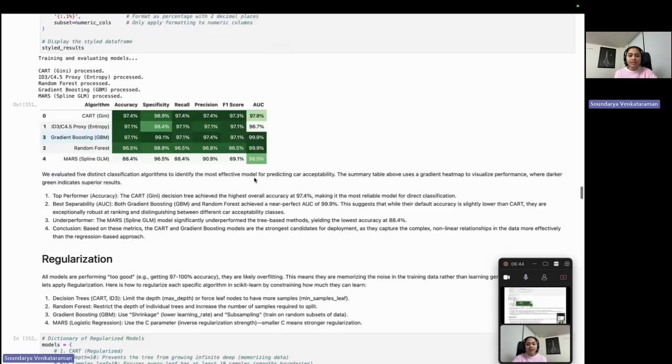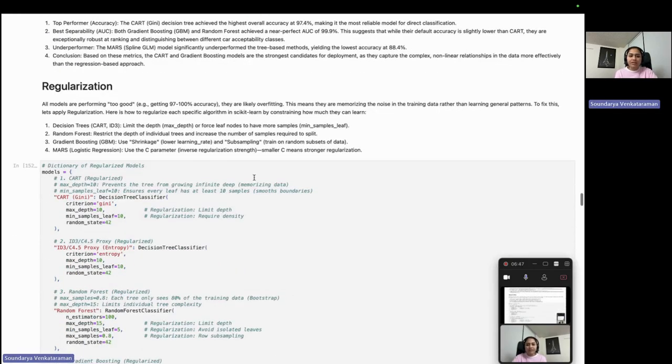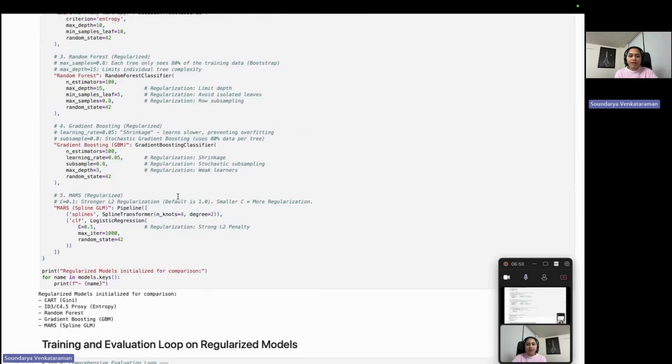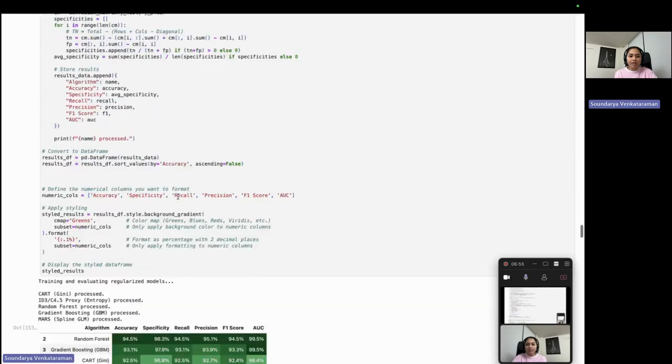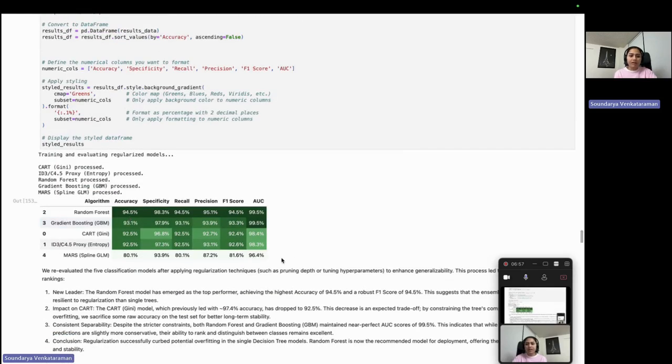To generalize this, we have done some regularization for all of the algorithms, and after generalizing and training, we could see the performance metrics. For all the algorithms, the accuracy of random forest is highest, at 94.5%, followed by the other algorithms, and AUC is 99.5%, and precision is 95.1%, which sounds fair, and we think now it would work properly.